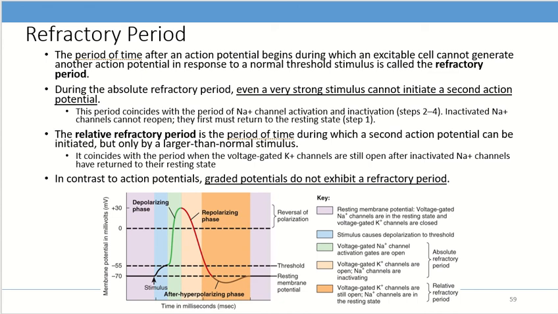On the other hand, the relative refractory period is the time during which a second action potential can be initiated, but only by a larger than normal stimulus. It's going to take a little extra oomph to get that action potential to spark during the relative refractory period. You can still get it, but it takes a lot more effort than during normal depolarization. This relative refractory period coincides with the period when the voltage-gated potassium channels are still open after inactivated sodium channels have returned to their resting state.